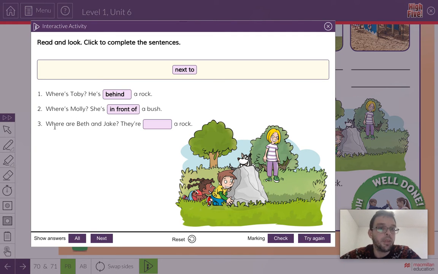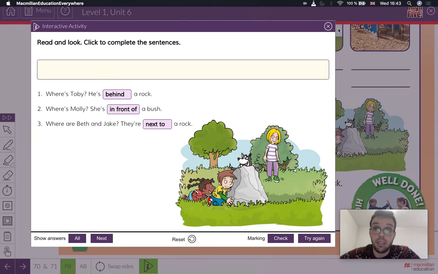Number 3, where are Beth and Jake? Here are Beth and Jake, right here. They are next to a rock. Yeah, they're next to a rock. Did you get all the correct answers? Good. Make sure you have everything correct in your pupils book.